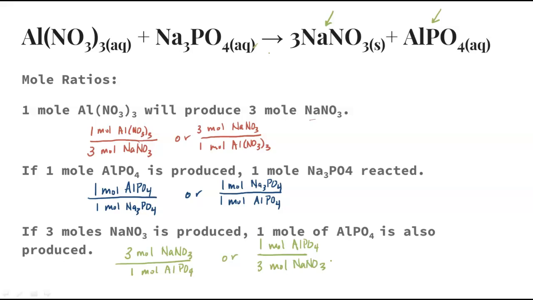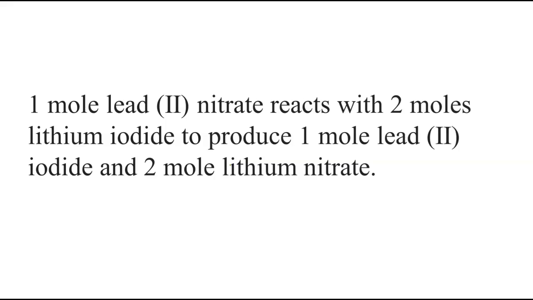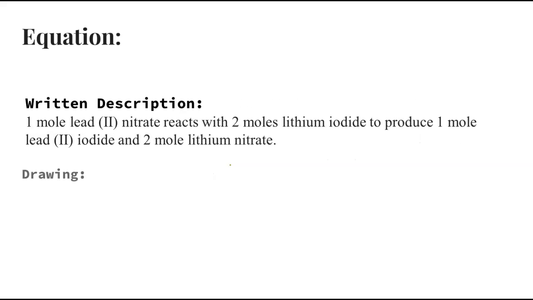All right, let's try one more set where we're going to now look at it in a different way. In this scenario, you're actually given the description, and now you need to write the chemical equation. So you're told that you have 1 mole of lead(II) nitrate reacting with 2 moles of lithium iodide to produce 1 mole of lead(II) iodide and 2 moles of lithium nitrate. There's our written description, repeated again. So now what we need to do is write the equation.